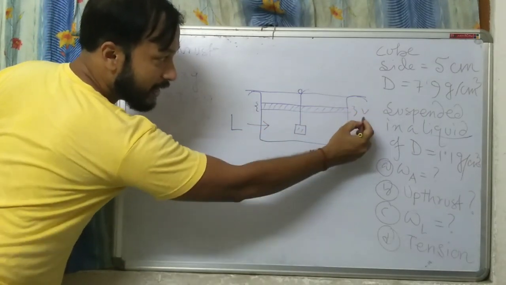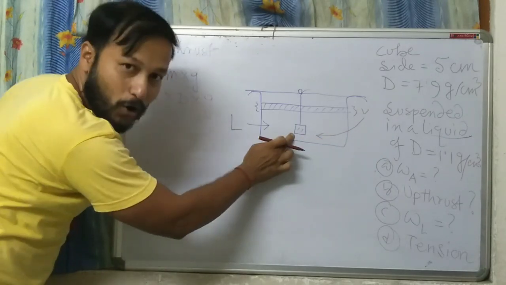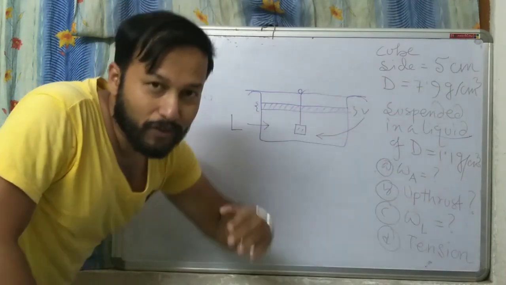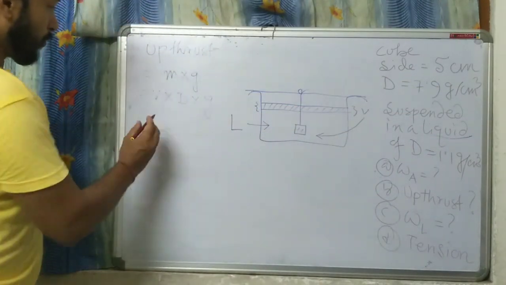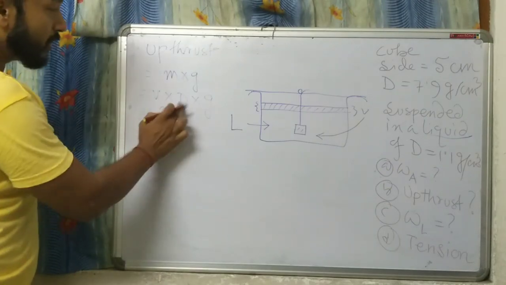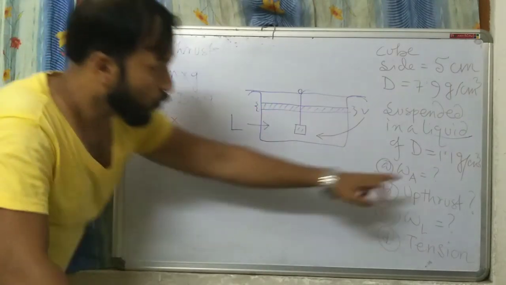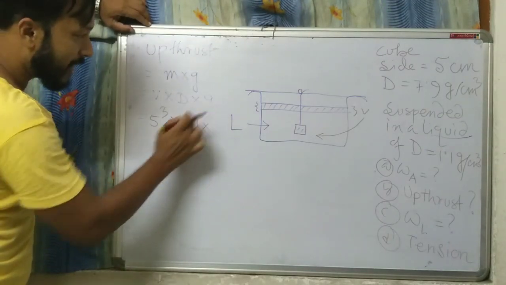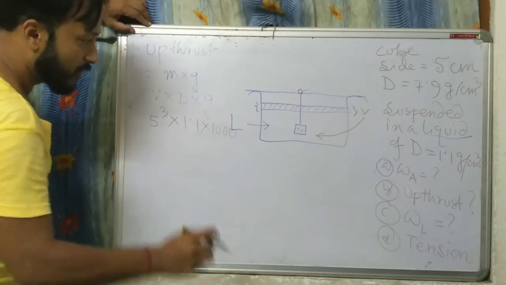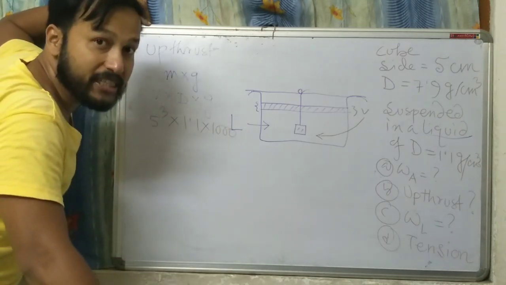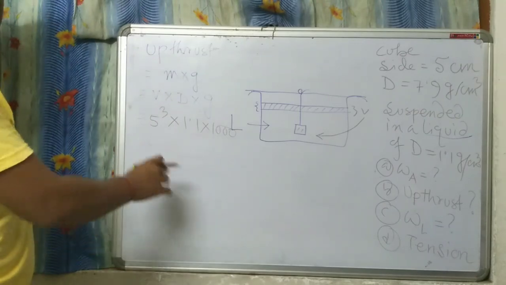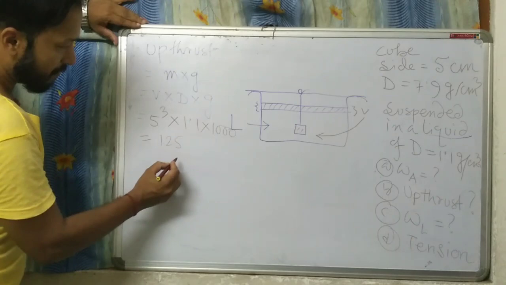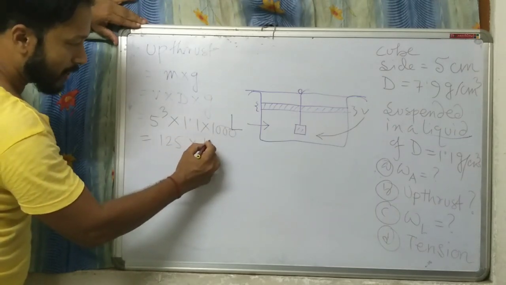So what is the volume of this displaced liquid? Its volume is the volume of this object. What is the volume of this object? Side is 5. So volume is 5 cube. What is the density of this liquid? 1.1, into gravity, which is 1000. We know that. I told you, in CGS system. So 5 cube means 125 into 1.1.